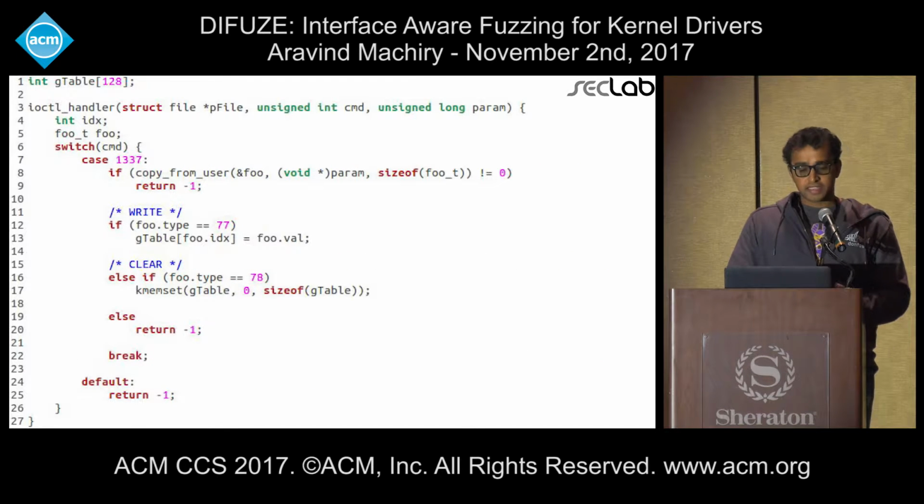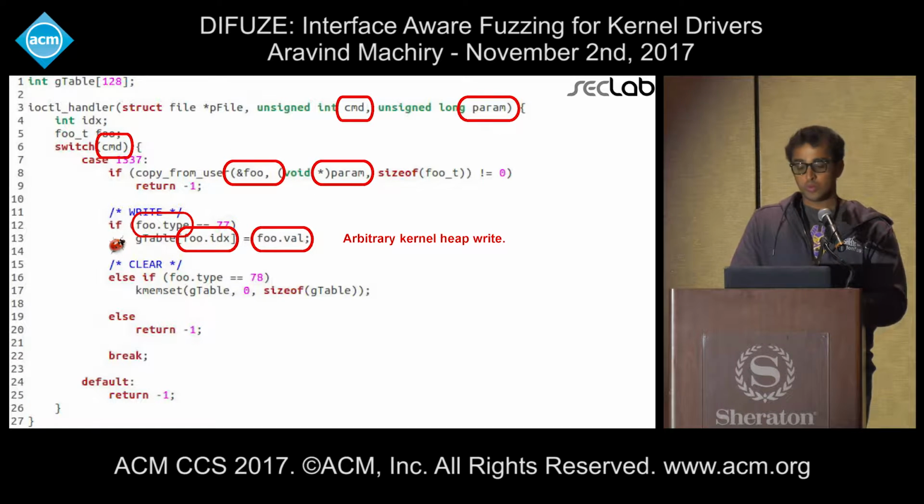This actually is a simplified example of the bug we actually found using Diffuse. Here, the bug is an arbitrary kernel heap write, because the value of foo is completely controlled by the user, as shown, because you copy param into foo and foo.idx is used as an index without having any checks.